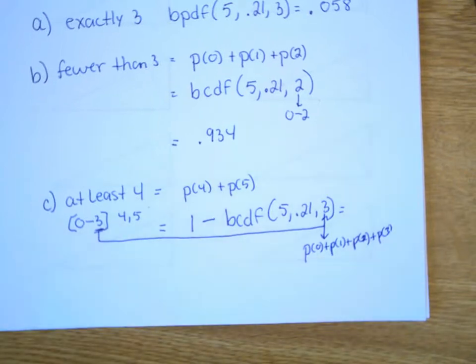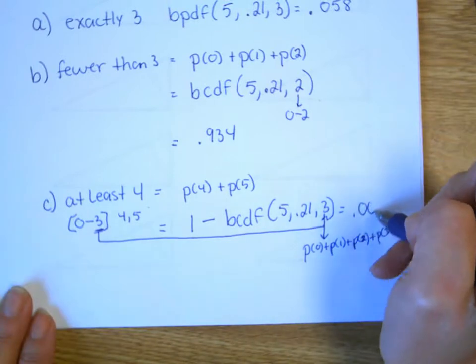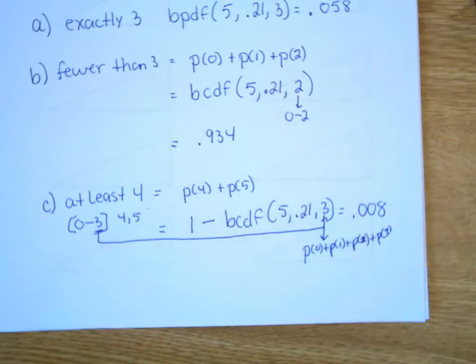Did we get the final answer? I don't know. No, I didn't. .008. Okay, then I did it right. That's all I can close. Well, you have to be able to do it on your own. If you understand it, you'll be able to do it on your own.